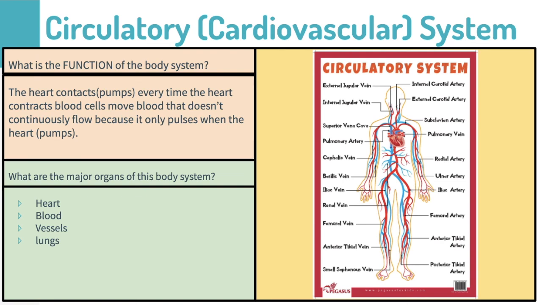So what is the function of the circulatory system? It is that the heart contracts or pumps. Every time the heart contracts, it moves blood. Blood doesn't continuously flow because it only pulses when the heart pumps. So your circulatory system moves the blood, which carries your nutrients and oxygen throughout your body. What are the major organs of the circulatory system? You have your heart, your blood, your vessels, which are your arteries and your veins.